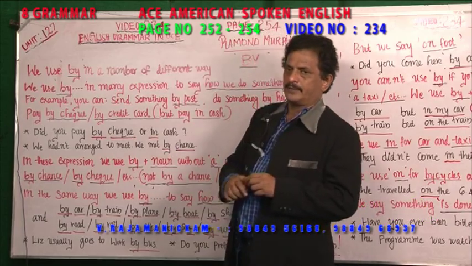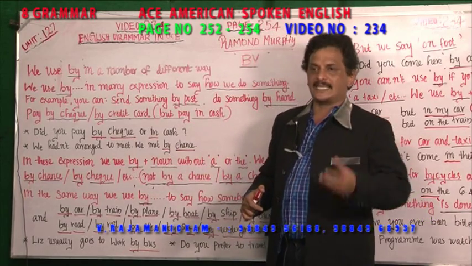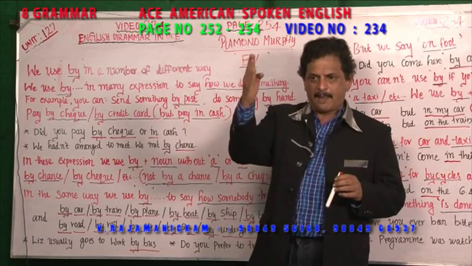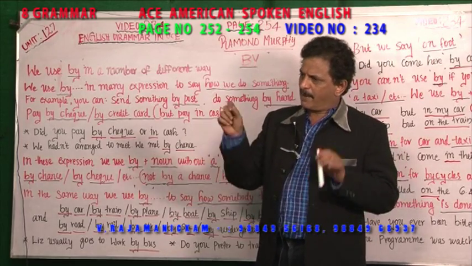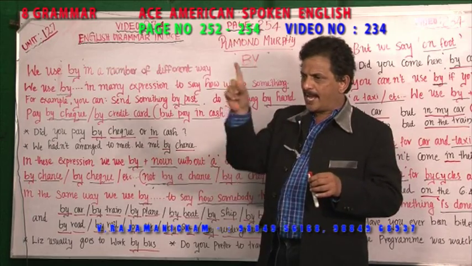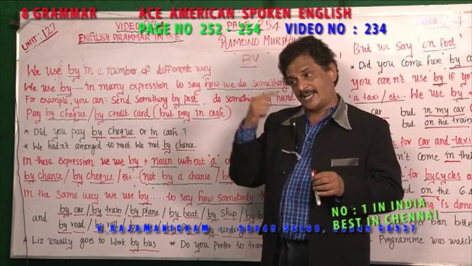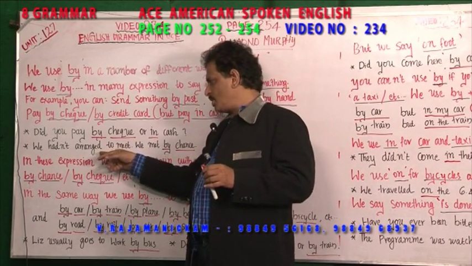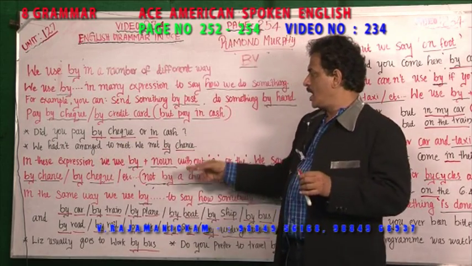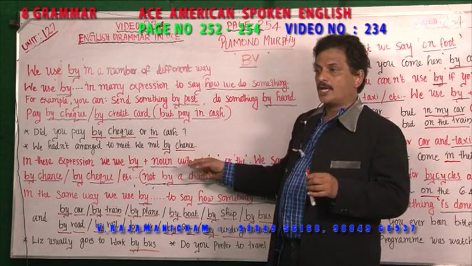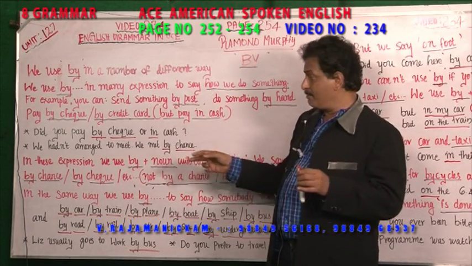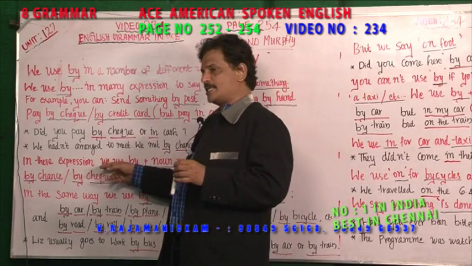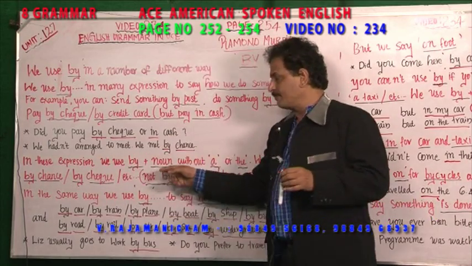So how some person does something, through what? There you are using "by". I eat by hand. I eat by fork and spoon. I pay by credit card, but I pay in cash. So we hadn't arranged to meet. We met by chance. See, by chance.